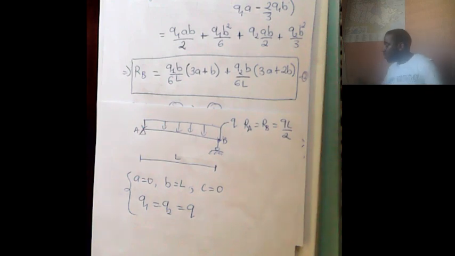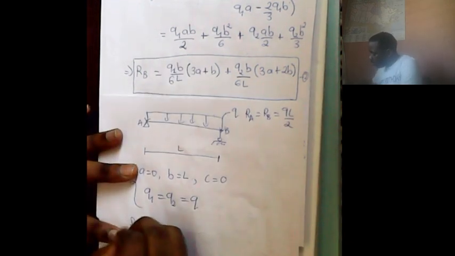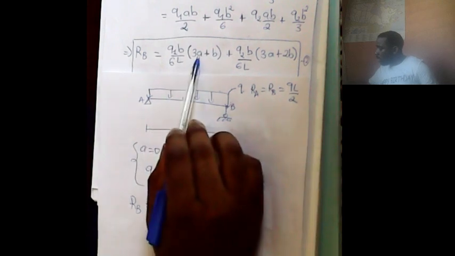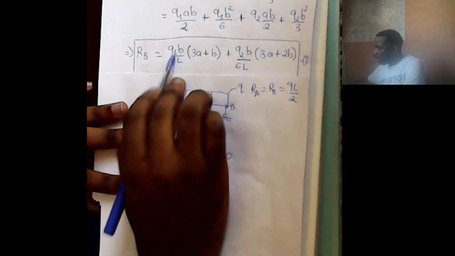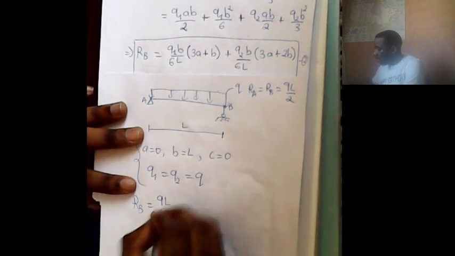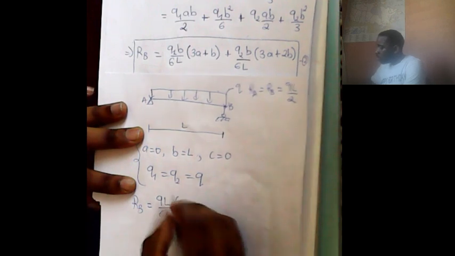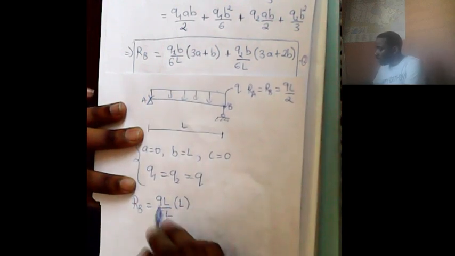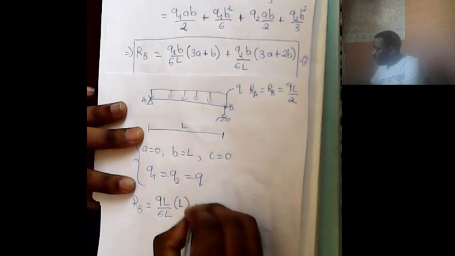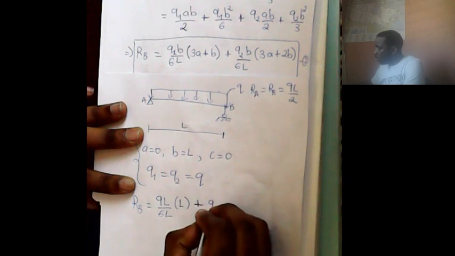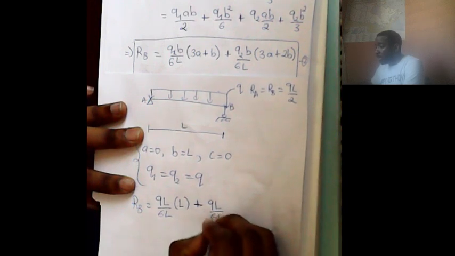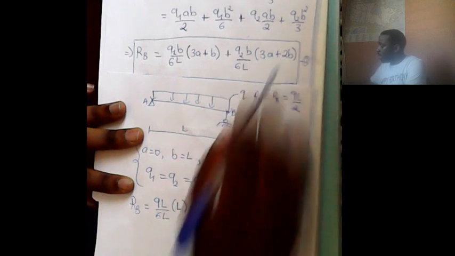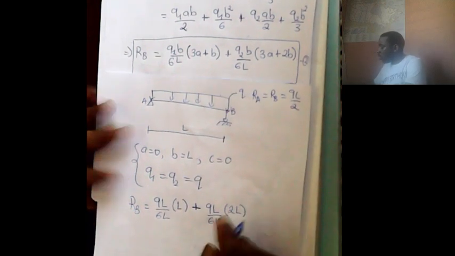Okay, so let's replace. For RB, if I say A is equal to 0, okay, A is equal to 0 here, I will have first of all Q, because my Q1 is equal to Q. Then my B is equal to L, divided by 6L into, what will I have here? A is equal to 0, so this one disappears, all of that times L. So I will have this particular answer here. And then plus Q2, which is Q also. The value of B is L divided by 6L. And then here I will have 3A, which is 0, so my 2B here will give me 2L because B is equal to L.